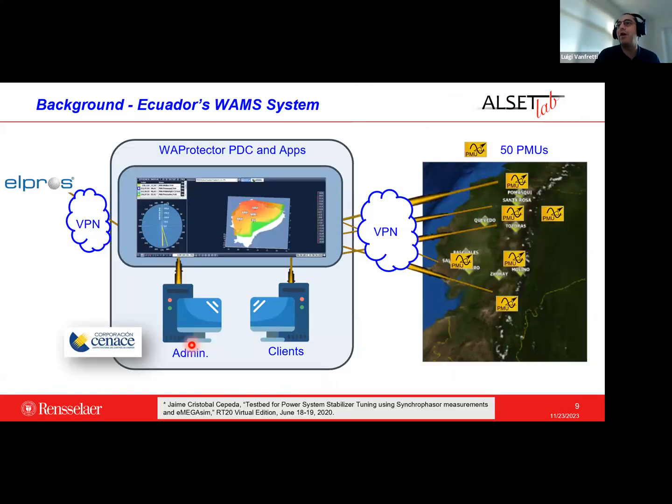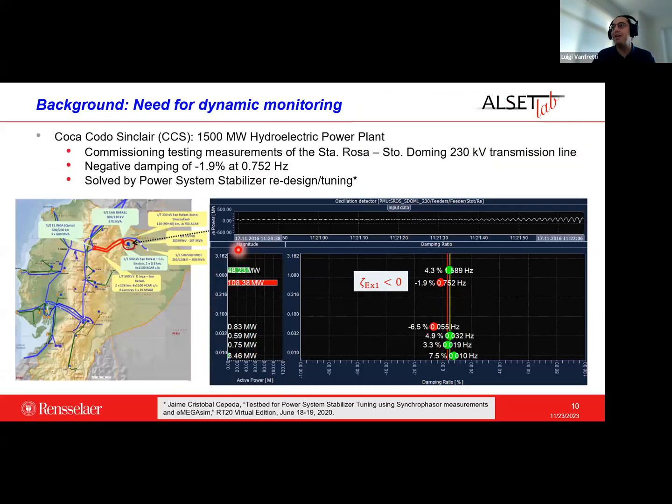And in the case of Ecuador, they have this software called WAP Protector that is acquiring all the data coming from all these different sensors. And inside of it, they do all the data pipelining, and one of the applications is this oscillation monitoring, where I started the discussion.